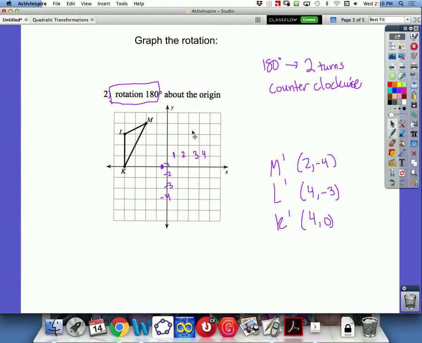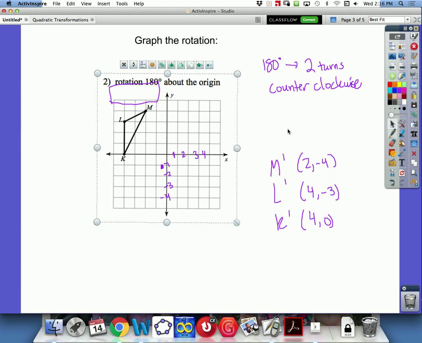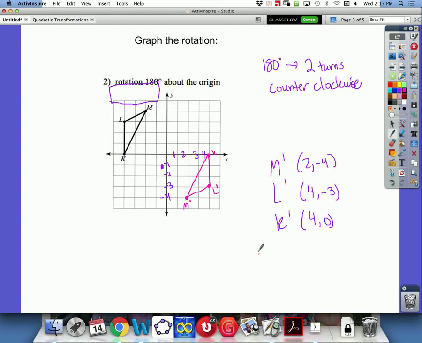Let me line up my grid like last time. And now we can go ahead and I'll grab a second color and I'll graph it. My M is at 2, -4. Make sure I put my M with my dash. My L was at 4, -3. And my K was up here at 4, 0. And now we connect them. I think I did a better job at getting it straight.